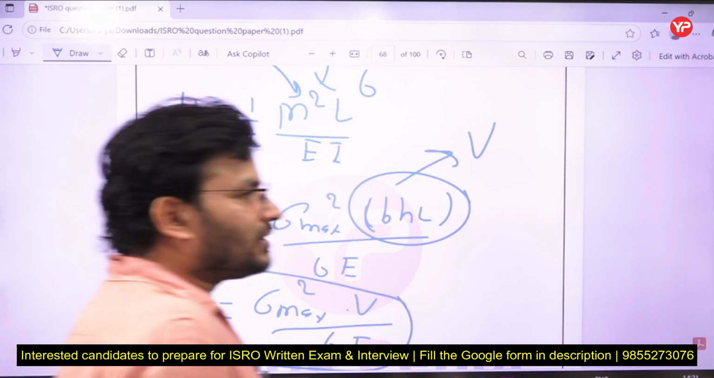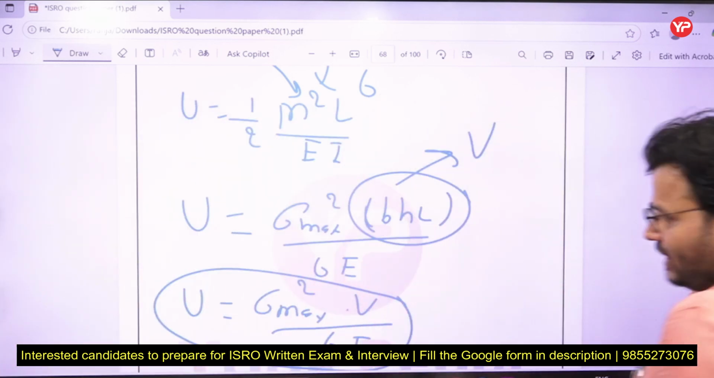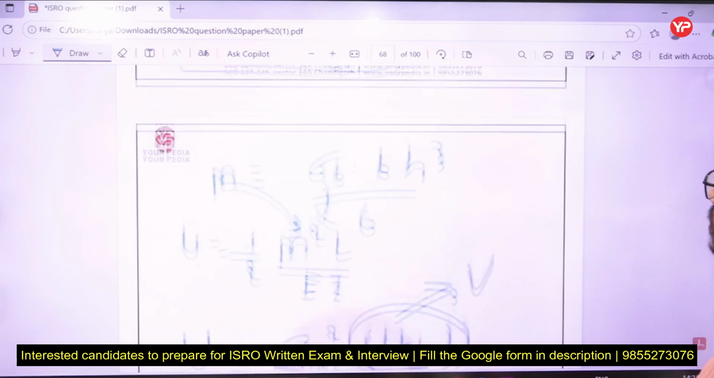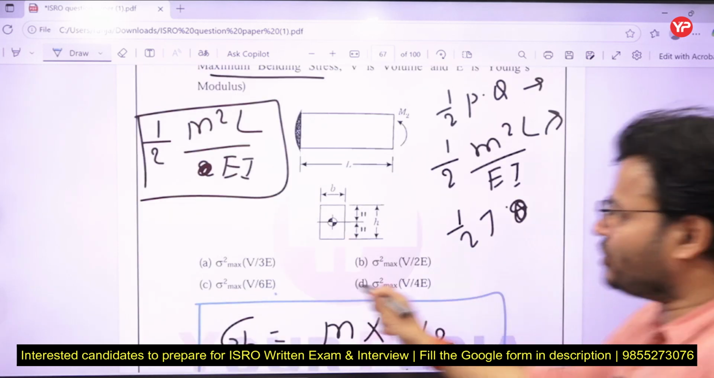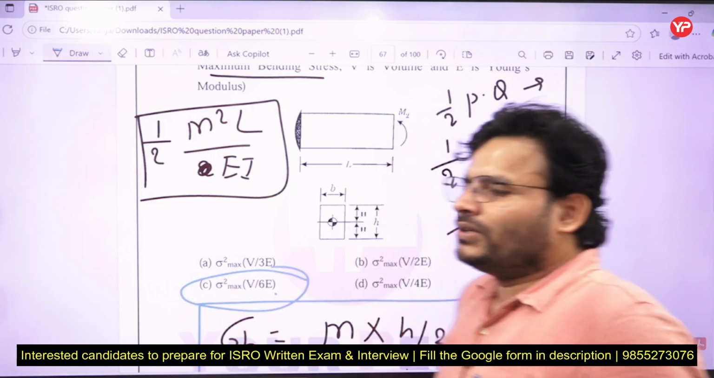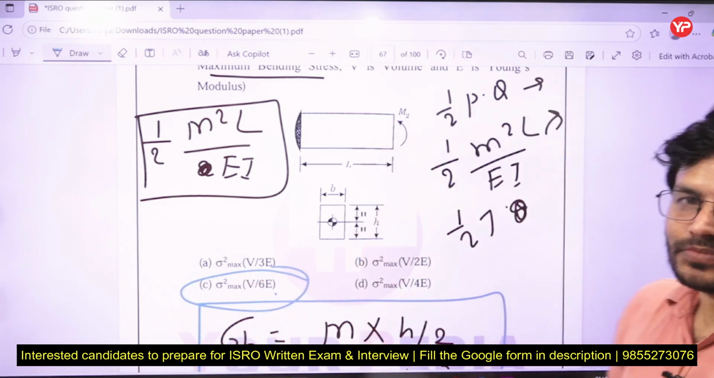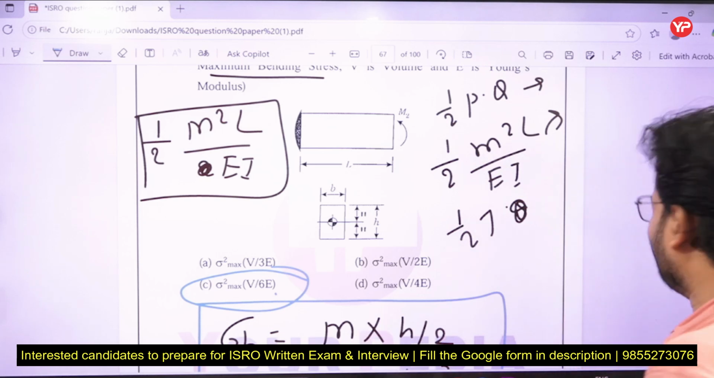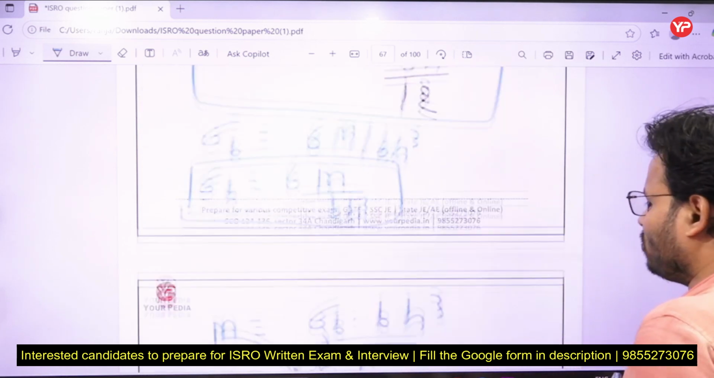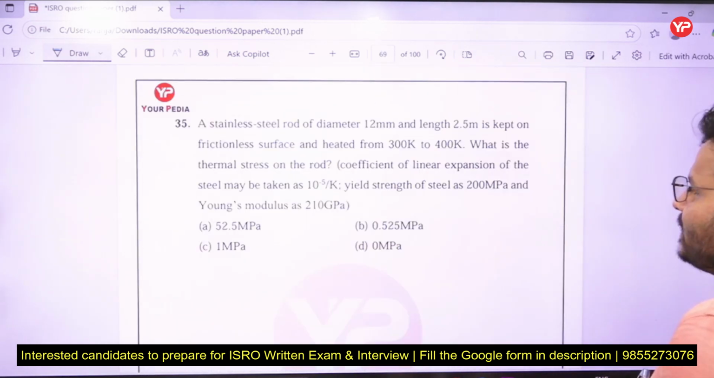Now go through the options. Sigma max square V upon 6E is the right answer. Okay, directly we can do it in that form. So strain energy is important for ISRO, so try to do it in a very detailed manner.